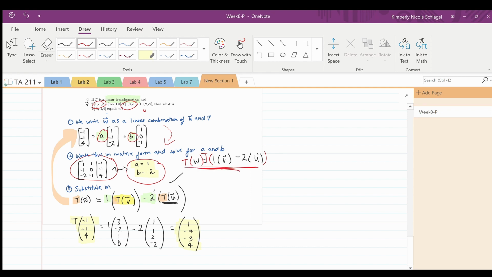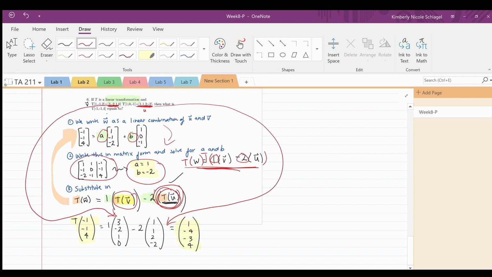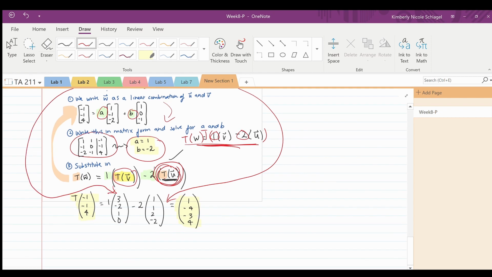So I'm substituting my values for A and B back in, and then I'm taking the transformation of both sides here. I already know what my value for the transformation on V is. It equals this one. I already know what my transformation on U is. It equals this one. So all I did was plug those in here, and when I solve for that, it gives me the transformation of my W vector.